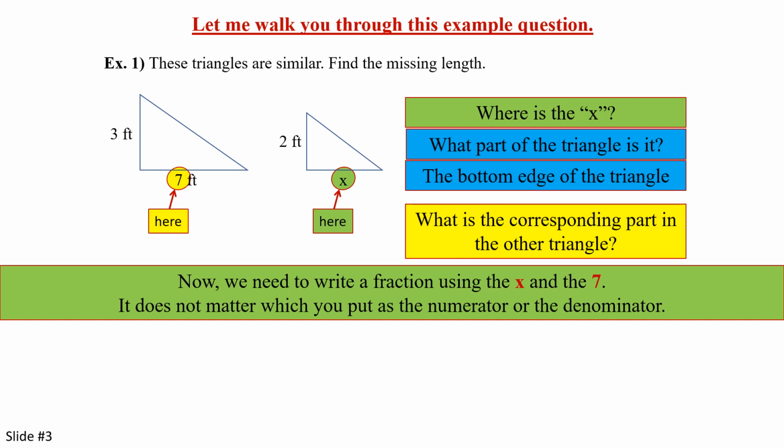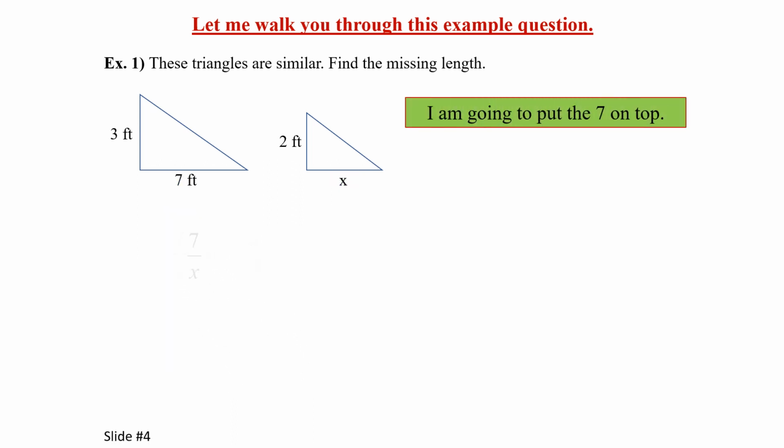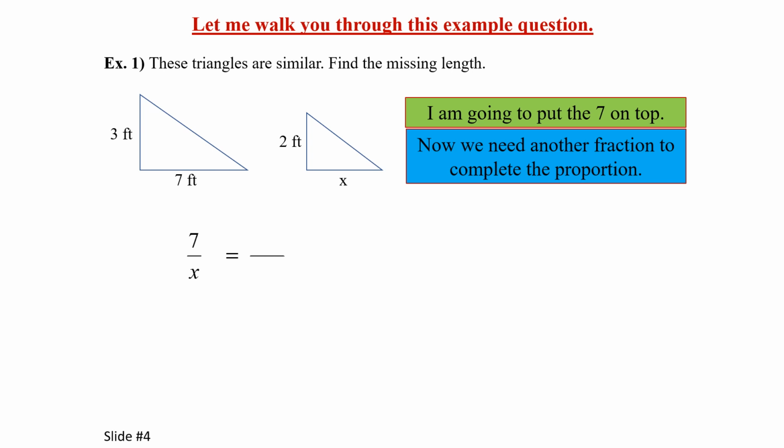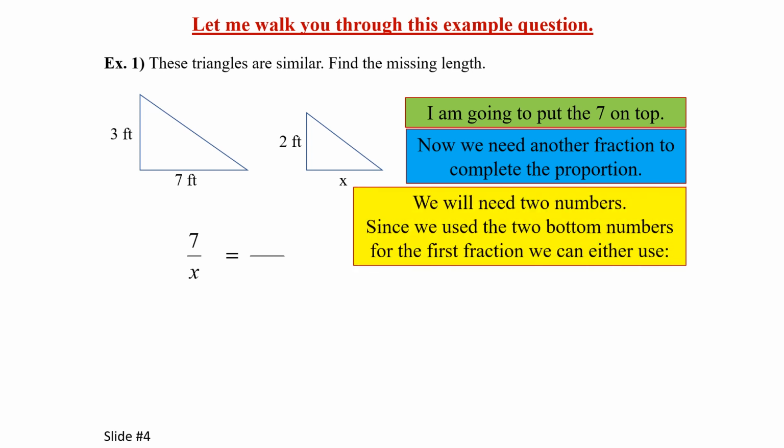It doesn't matter which you put as the numerator or the denominator. So you could write 7 over x, or you could write x over 7. I'm going to put the 7 on top, so I'm going to use 7 over x. Now we need another fraction to complete the proportion. We will need two numbers.